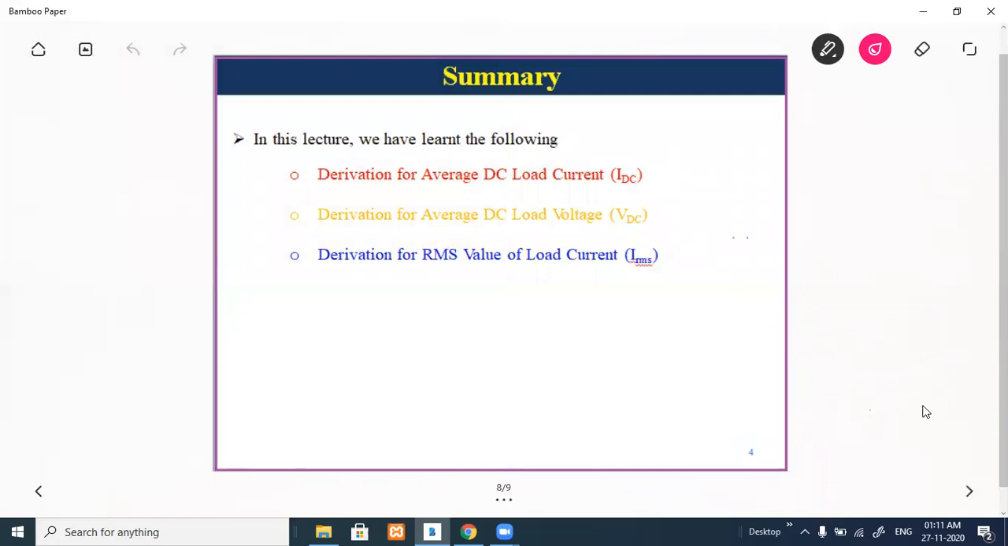Coming to the summary, in this lecture we have learned the following: derivation for average DC load current, derivation for average DC load voltage, and derivation for RMS value of load current for half wave rectifier. In the next lecture, I will derive the expressions for DC output power, AC input power supplied, and efficiency.